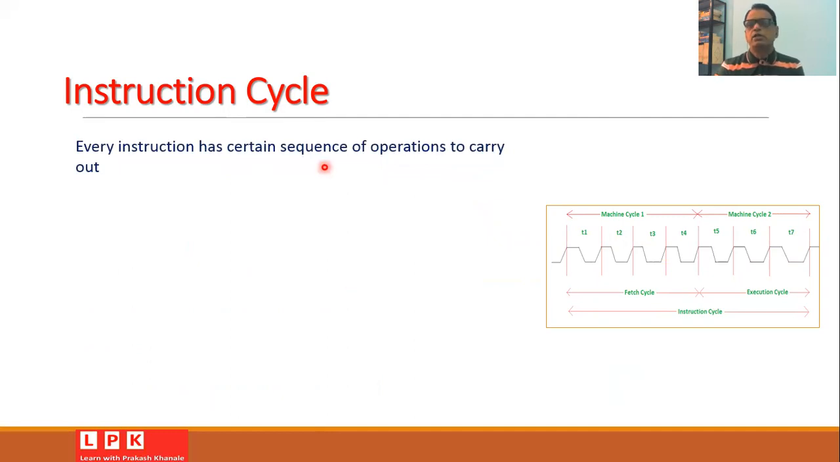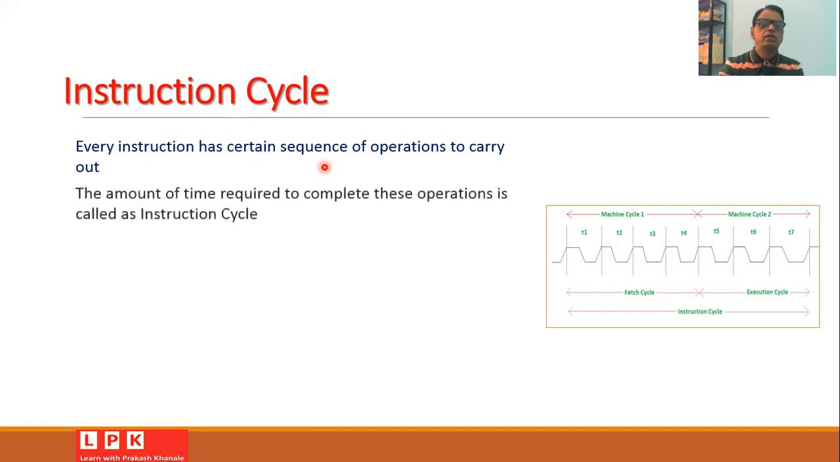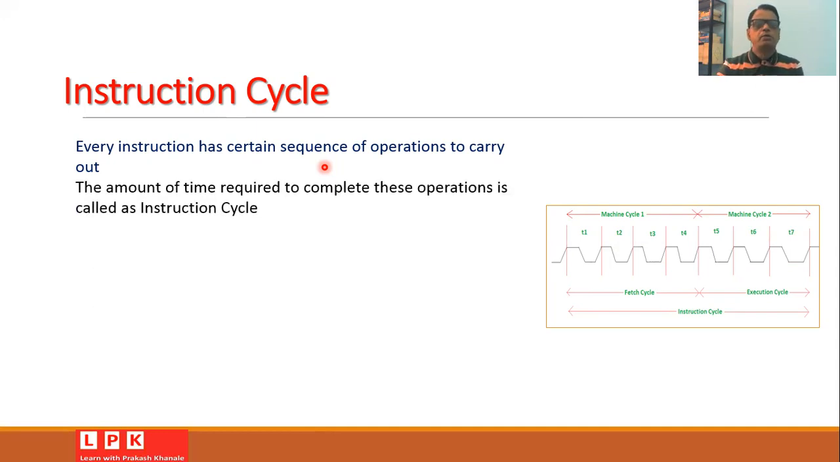So every instruction, whenever we write any instruction to the microprocessor 8085, has a certain sequence of operations. Every instruction is associated with a certain sequence of operations, and these operations need to be carried out whenever that instruction is executed by the microprocessor. A certain amount of time is required to complete these operations, and this time period is called the instruction cycle.